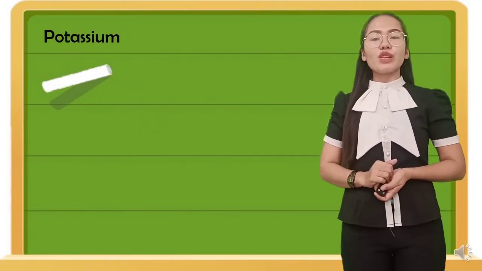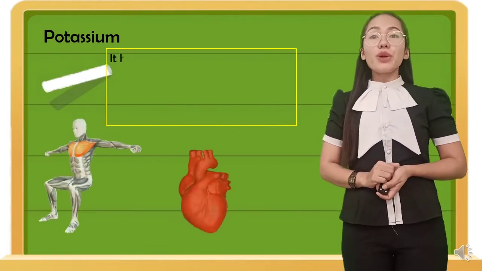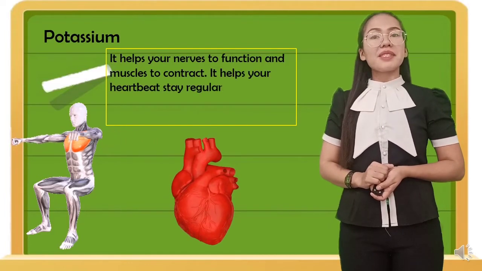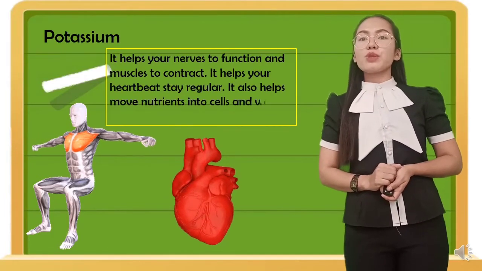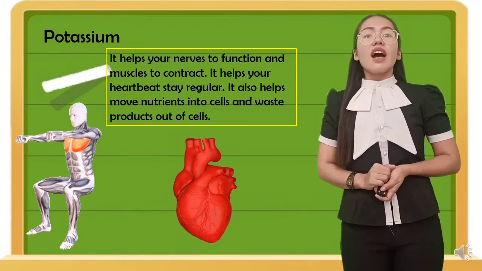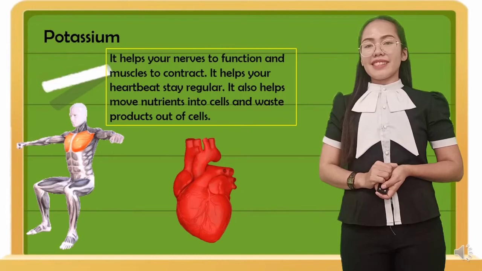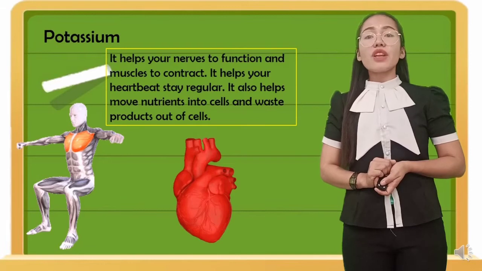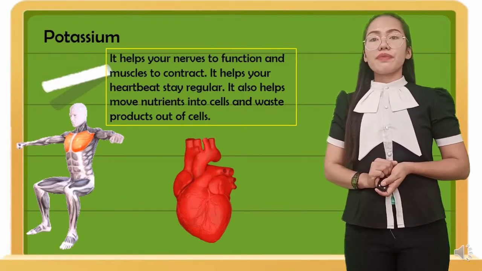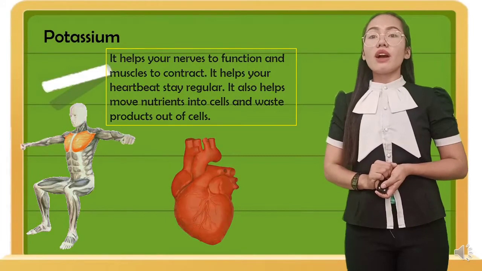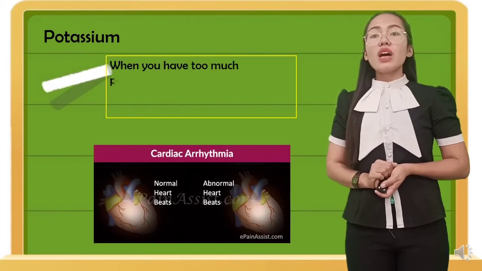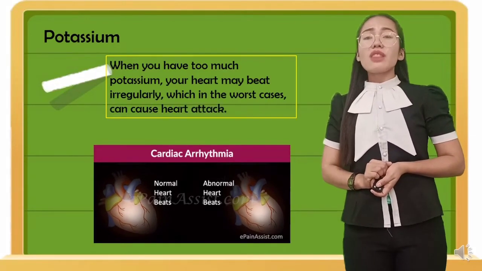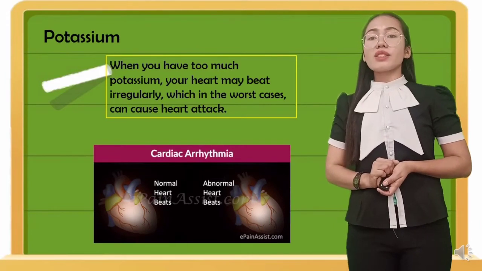The last one is potassium. Potassium helps our nerves to function and muscles to contract. It also helps our heartbeat stay regular. It also helps move nutrients into the cells and waste products out of the cells. Potassium, when taken in an improper way, can have an adverse effect on our body. Potassium affects the way our heart muscles work. When you have too much potassium, your heart may beat irregularly, which in the worst case scenario can cause heart attack.